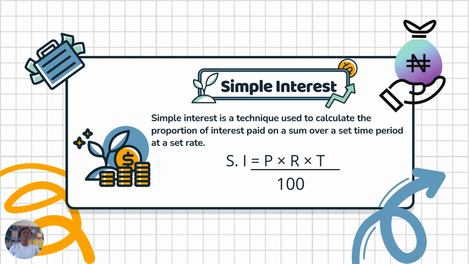Okay, now the simple interest formula is S.I., where S represents simple, I represents interest, equals P times R times T all over 100.